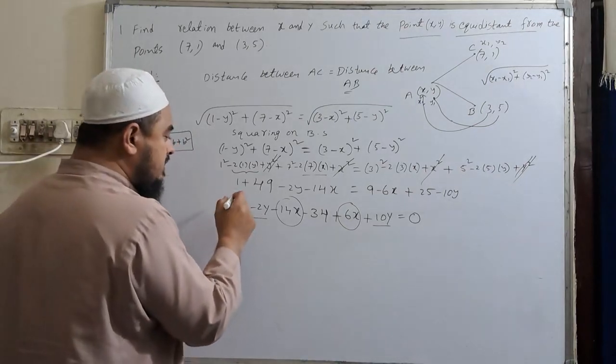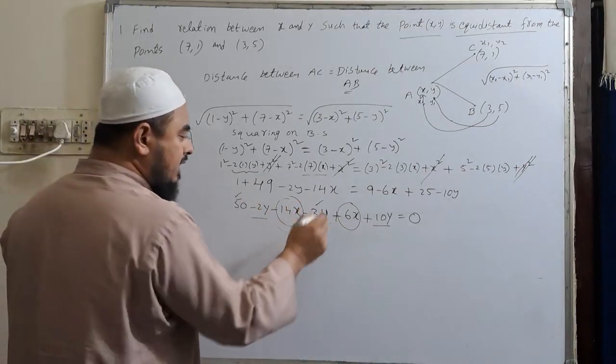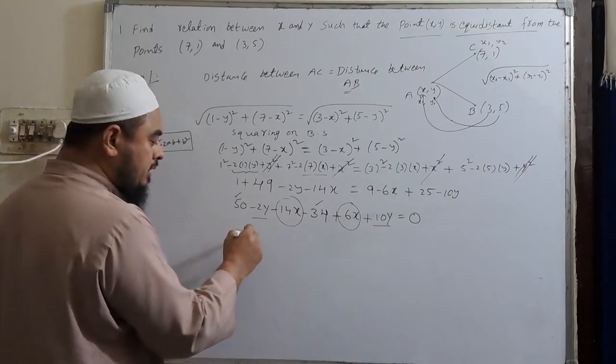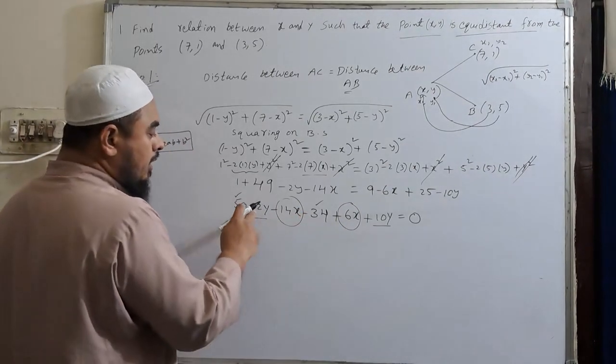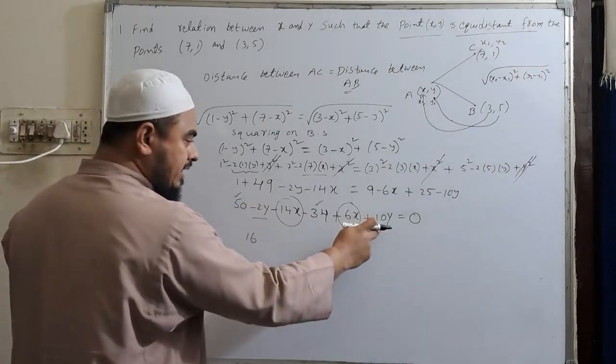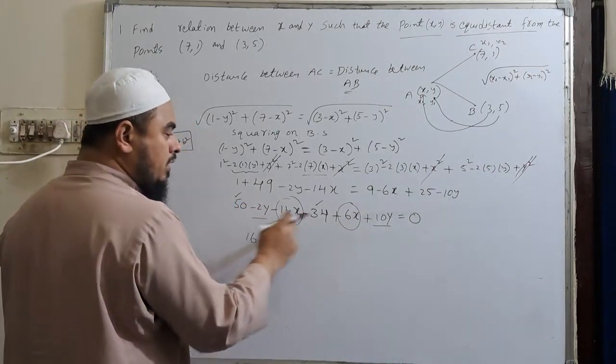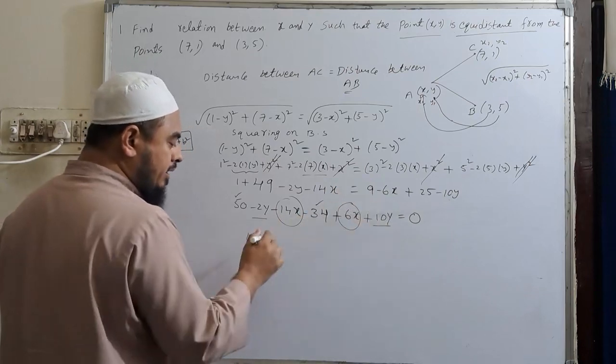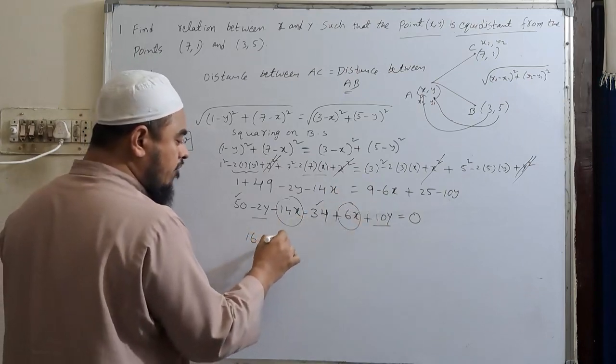So 50 constant here we have, and minus 34 we have. We know 50 minus 34 is how much? 16, right? Minus 2y plus 10y, 10 minus 2. The variable remains the same. Constant only have 10 minus 2, it is plus 8y.